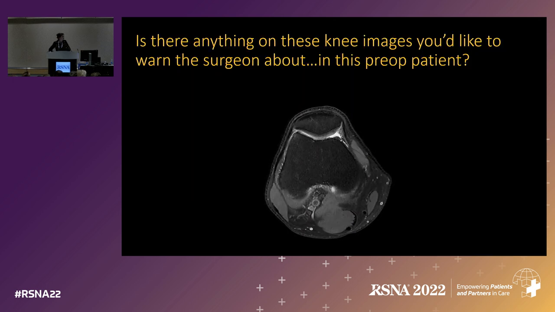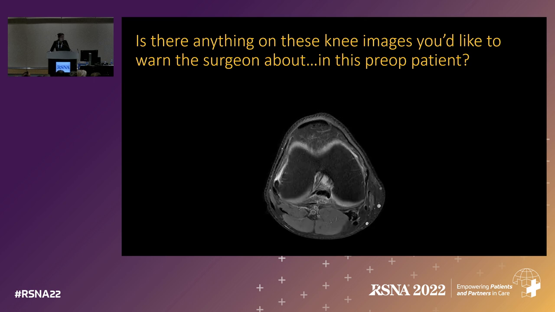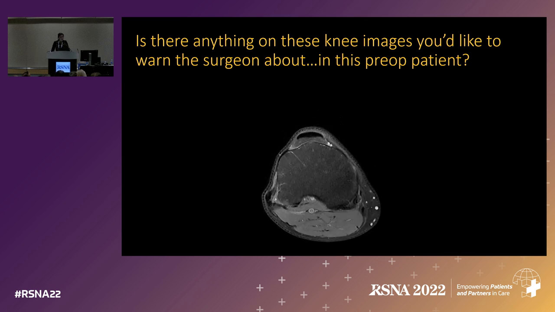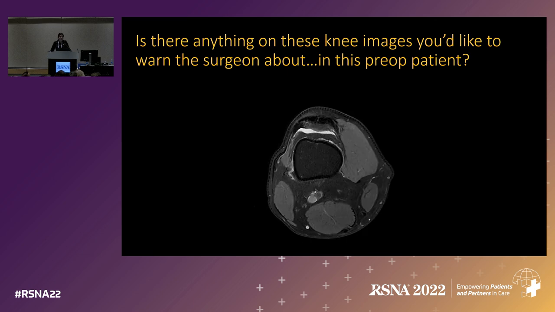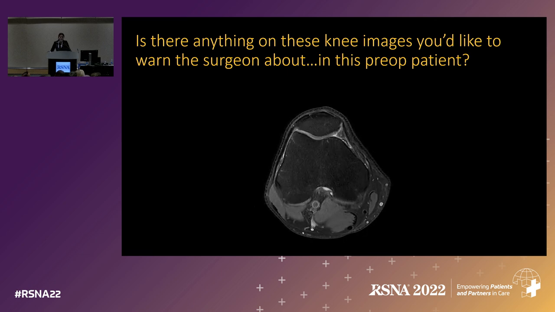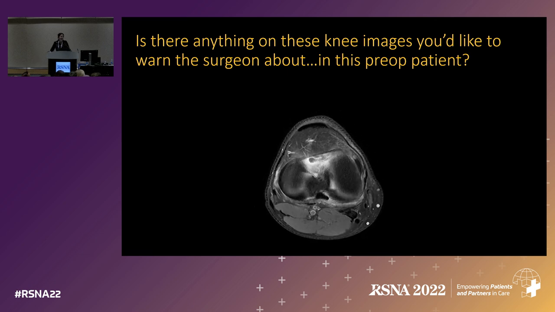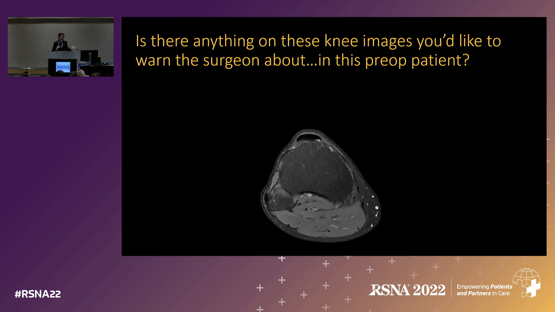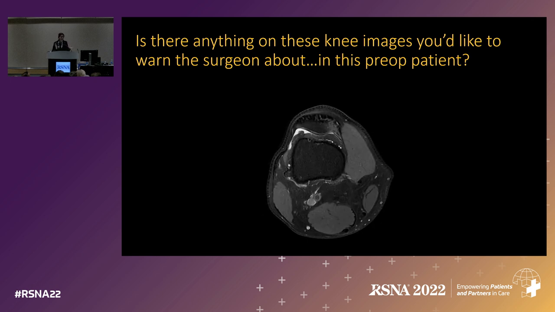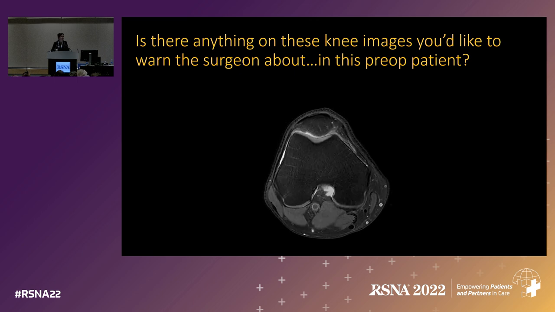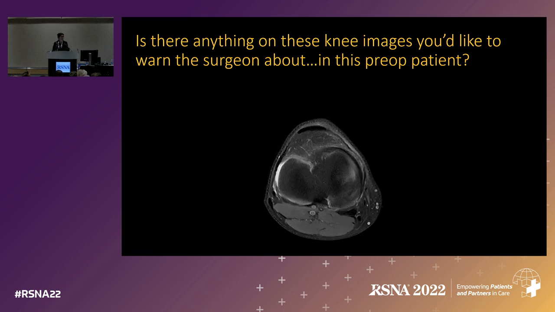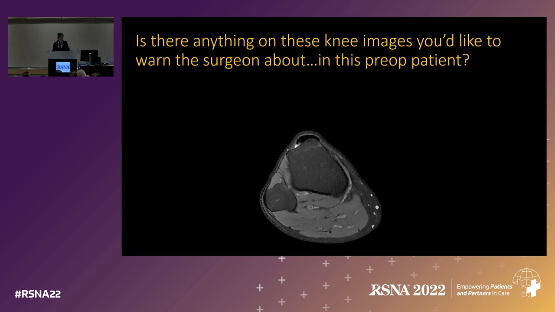Okay, so anything on these knee images that you would like to warn a surgeon about in this particular preoperative knee patient? And I'll give you a hint. You have already finished all that part of your MR report where you described everything in the knee joint. That part's totally done. Forget the knee joint. You're now on everything around the outside of the knee joint. So anything you'd like to talk about?